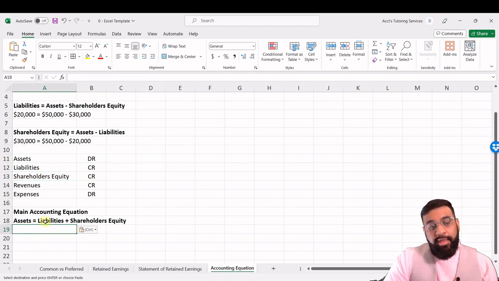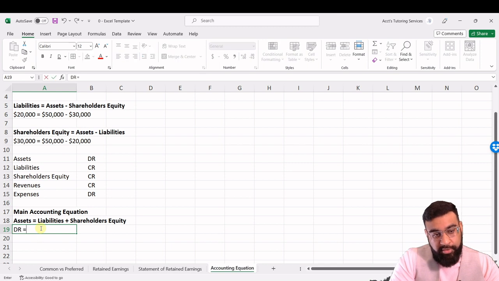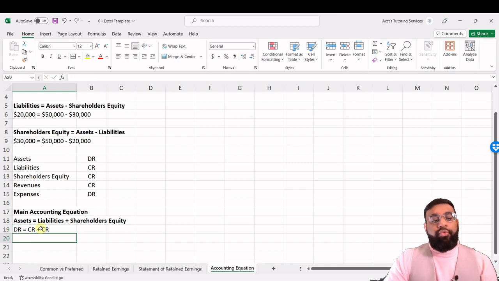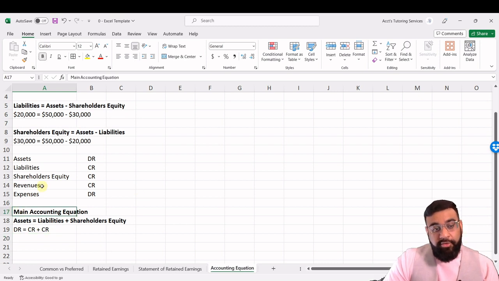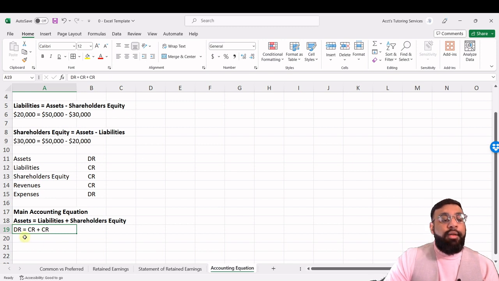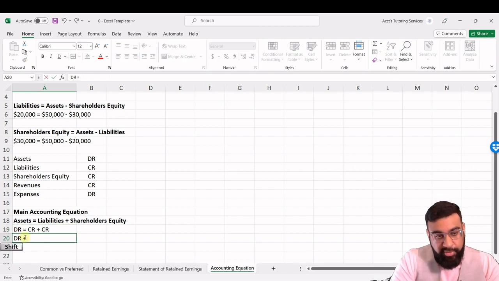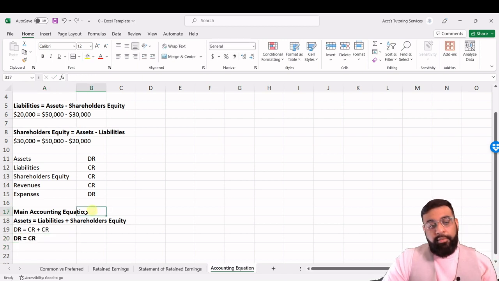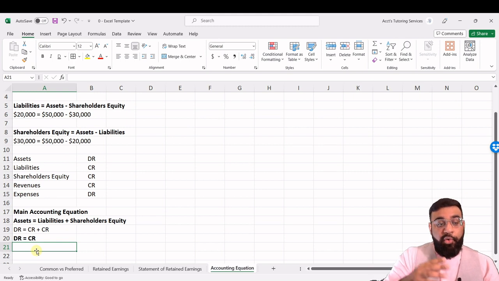To recap, the main accounting equation is assets equals liabilities plus shareholders' equity, and this must always remain in balance. Or in other words, debits equals credits plus credits. As you can see, for this main accounting equation to remain in balance, shareholders' equity must be a credit account, because a credit plus a credit equals a debit. So at all times, debits must always equal credits no matter what. That's the number one rule of thumb in accounting. Debits must always equal credits. And also, assets equals liabilities plus shareholders' equity.